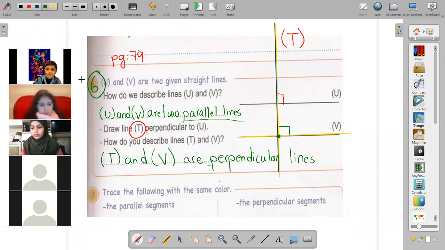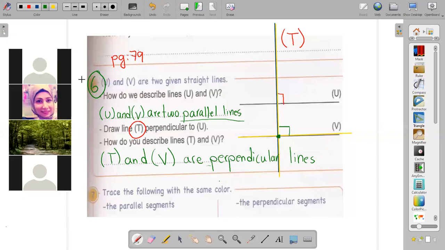So is it clear, this question? Yeah. Teacher, I only read it: T and V are perpendicular. Yes, this is the correct answer, ya Murad. They are perpendicular lines because they form a right angle. They look like a plus, this is T and this is V. It's like a plus.